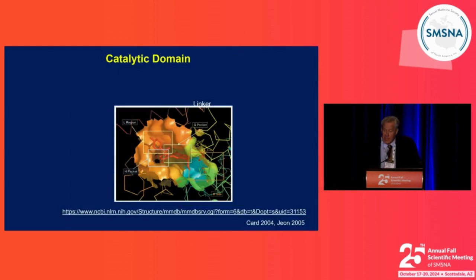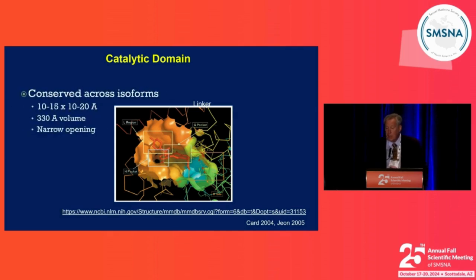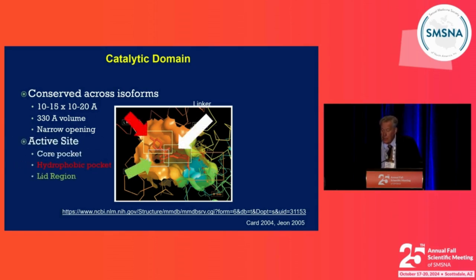And if you really want to get into it, you can zoom down to the catalytic domain. It's conserved across isoforms, 10 to 15 by 10 to 20 angstroms, a volume of 330 cubic angstroms, and a narrow opening. In the active site, you have these regions called the core pocket, the hydrophobic pocket, the lid region, and the metal binding site that we just talked about.